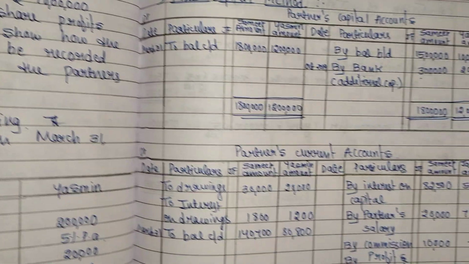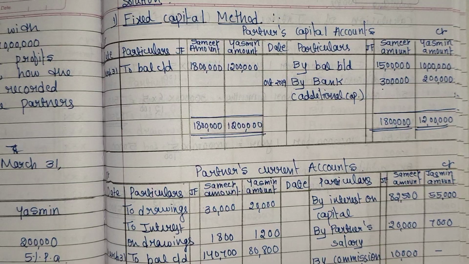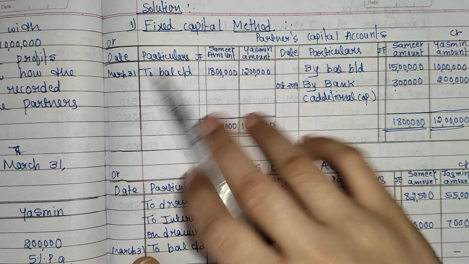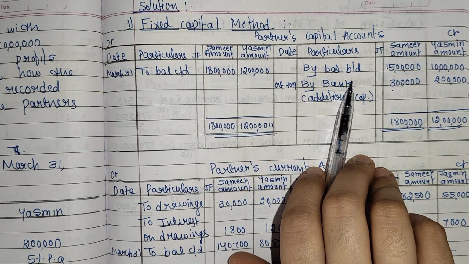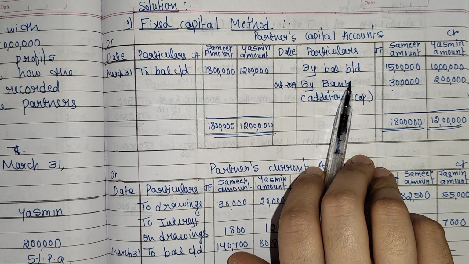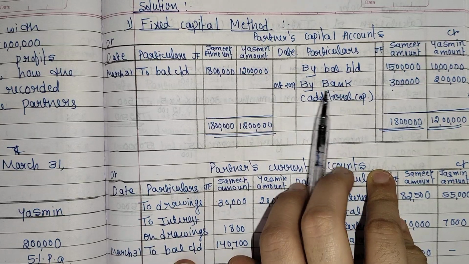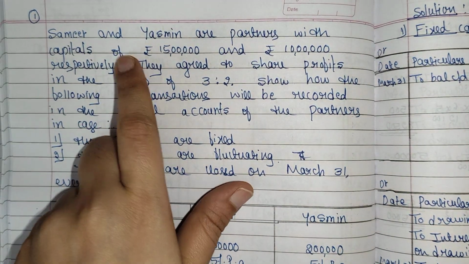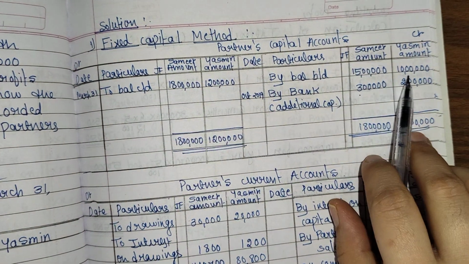First, we need to solve under the fixed capital method. In that we will maintain two accounts, the partners' capital accounts and the partners' current accounts, right? First one is the partners' capital account. So this is the format. First, by balance brought down, only three entries: opening balance, additional capital introduced and permanent withdrawal, right? By balance brought down, here see, they started the business with opening balances of rupees 15 lakh and 10 lakh. So write down 15 lakh and 10 lakh.